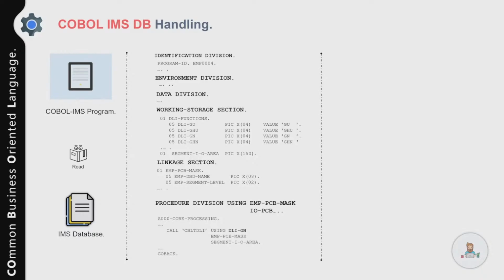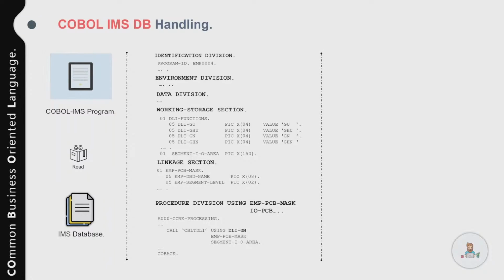So in the working storage section, we have defined the DL/I functions. Apart from that, we have also defined the segment input output area. Apart from that, you normally define the working storage variables that will be used internally within the program. Then we have the linkage section where we have defined the PCBs which will be used in the program. The linkage section definition of a PCB is called a PCB mask.